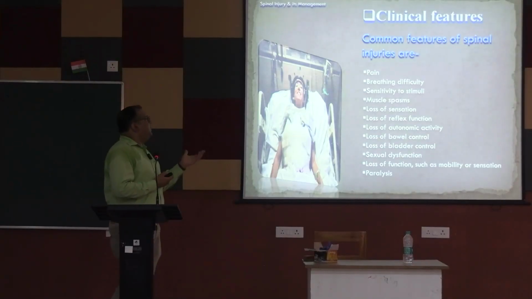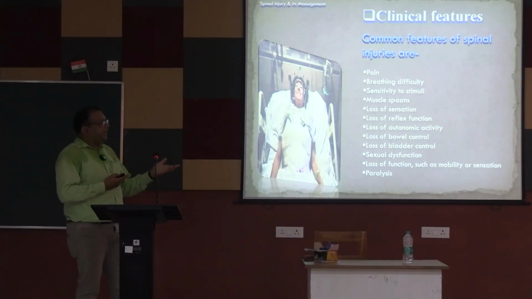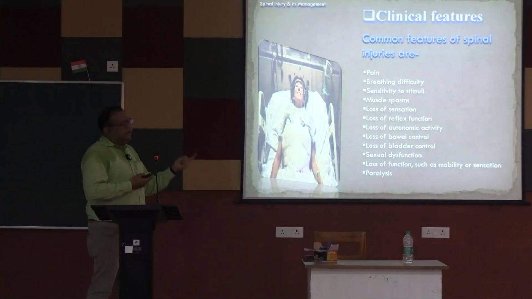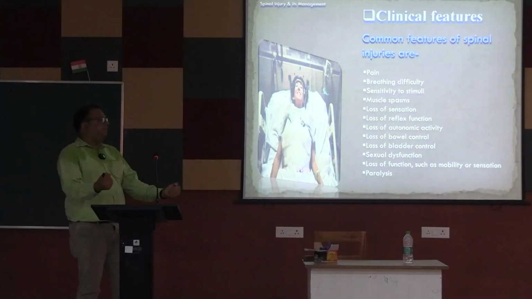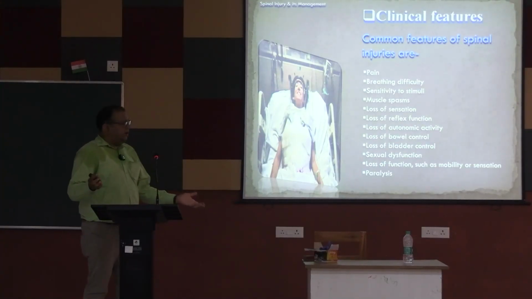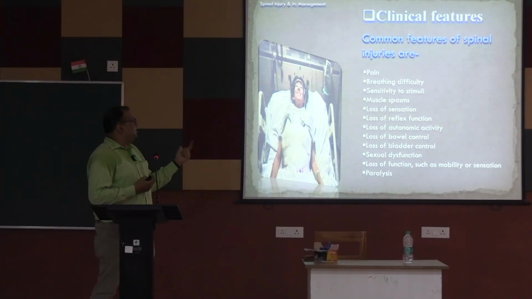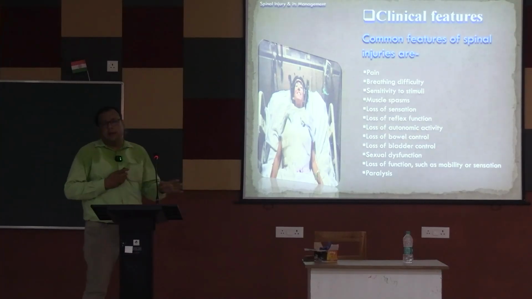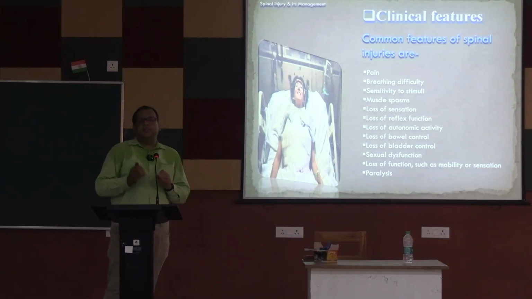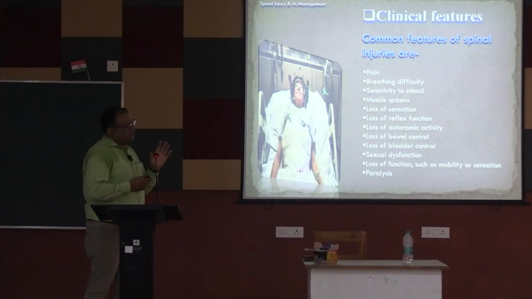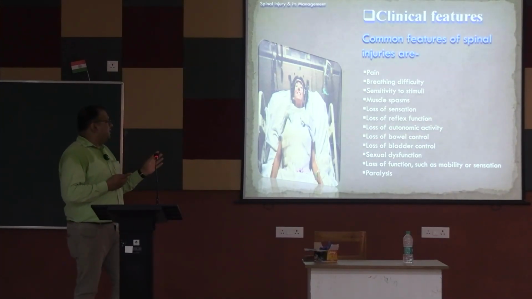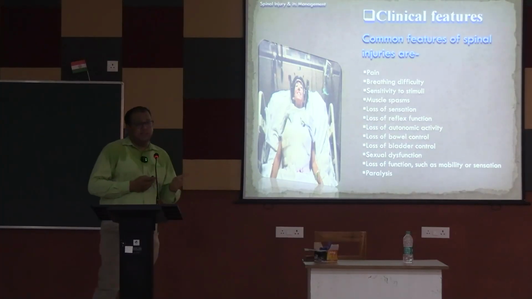So what are the features of a spinal injury? The patient will come to you in the ER. Pain obviously will be there. Breathing difficulty in cervical spine injuries. There is sensitivity to stimuli, muscle spasm, the muscles may be stiff absolutely because there has been loss of function, loss of sensation, loss of reflexes. The reflexes will be absent. All the reflexes that you test will be absent below that level. Loss of autonomic activity, loss of bowel control, bladder control, sexual dysfunction will come later. Loss of functions is mobility or sensation, and paralysis. Paralysis will occur.